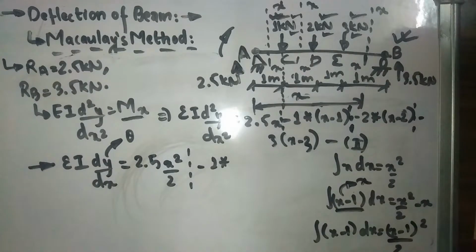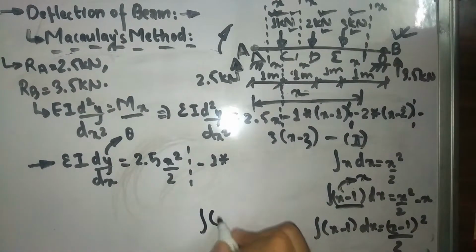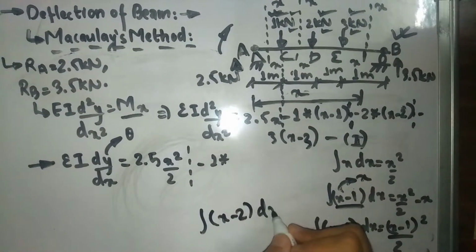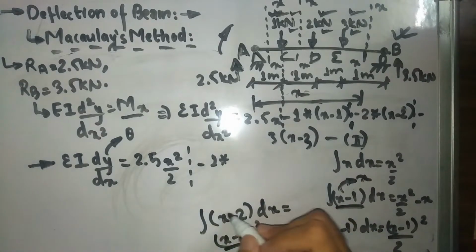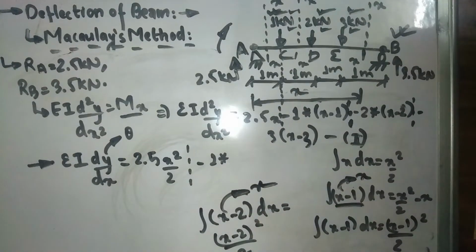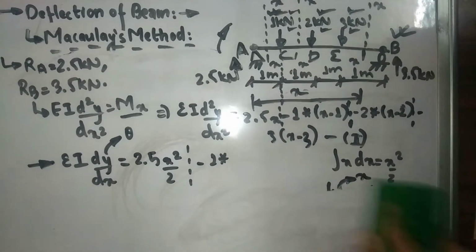So in our Macaulay method, we treat x minus 1, x minus 2 and x minus 3 all as x only. So x minus 2 dx for our next term is simply x minus 2 whole square by 2. We're simply treating x minus 2 as x. Now let me continue my integration.